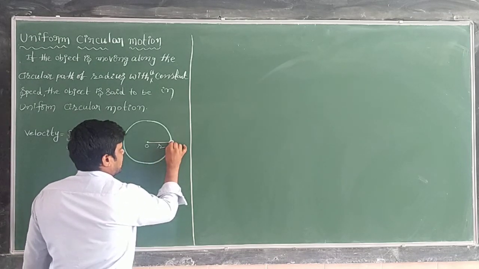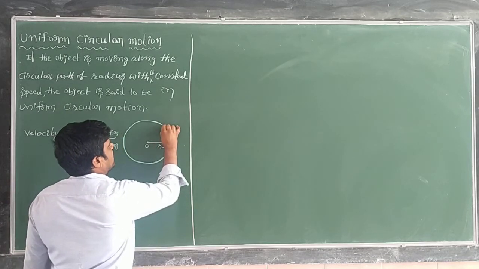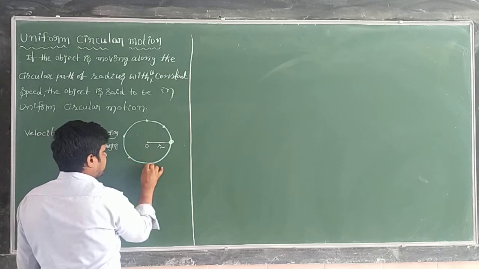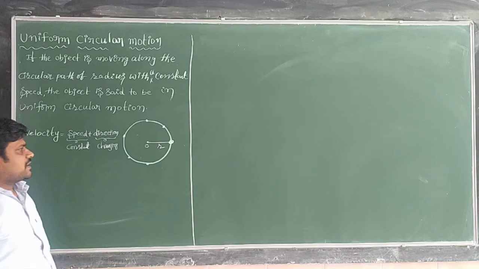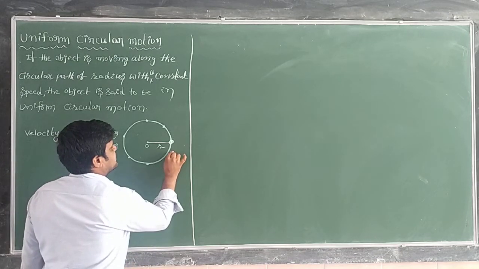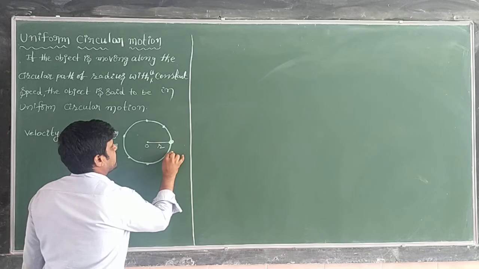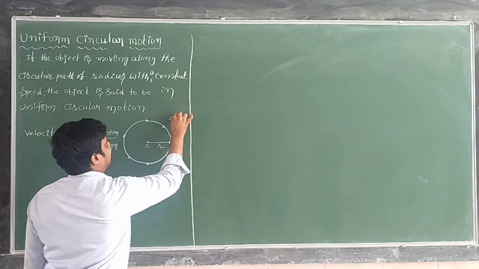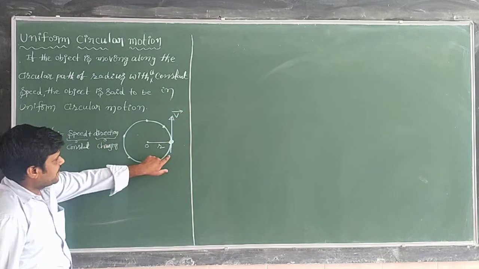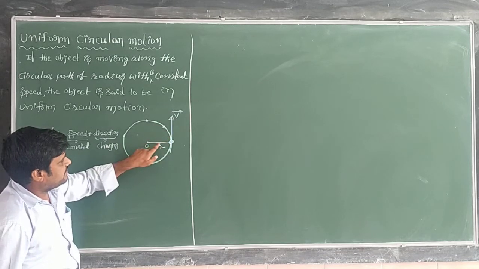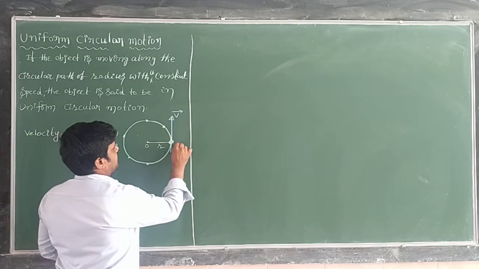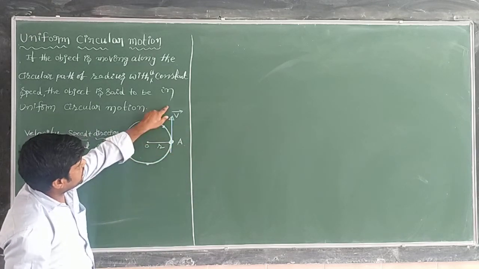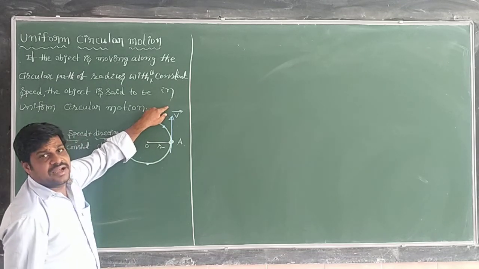At any one point you consider, what is the direction of the velocity of the object in uniform circular motion? It is along the tangent to the circular path at that point. This is the velocity vector. The direction of the velocity at a point A is along the tangent to the circular path at that point.